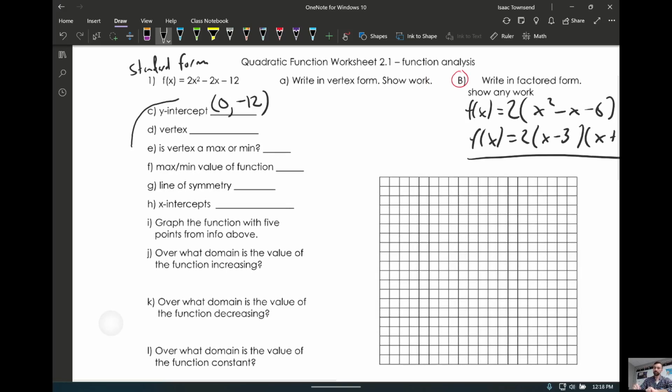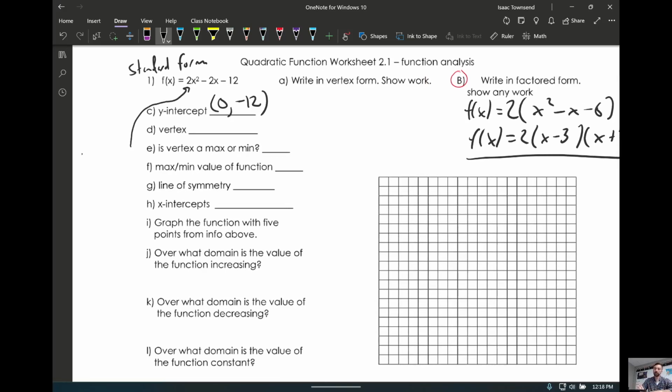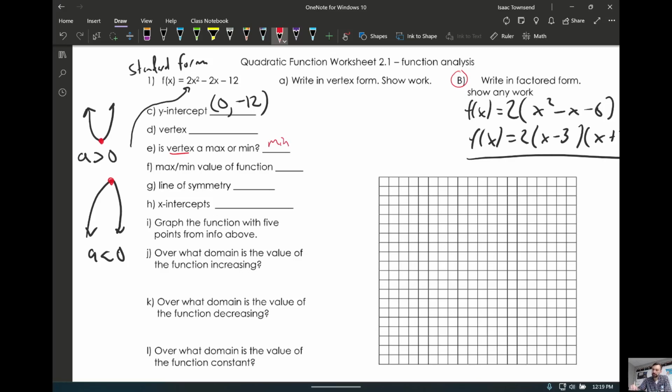This a value tells you if it opens up or down. If a is positive, your parabola is going to open up like x squared. But if a was negative, it's being flipped over the x-axis at some point and opening down. So this one, a is positive 2, which means it's opening up. And this bottom point is what we call the vertex. The bottom point or the top point is the vertex. Since this one's opening up, the vertex is a min.